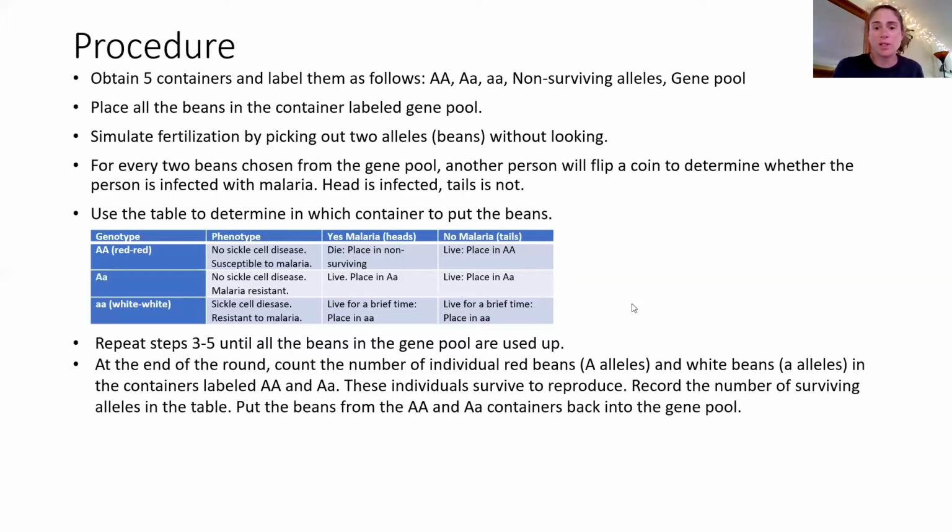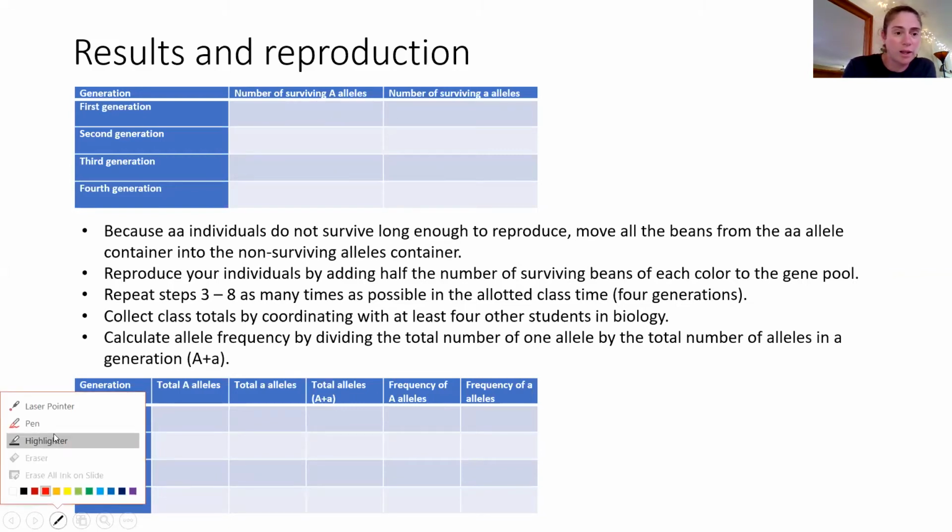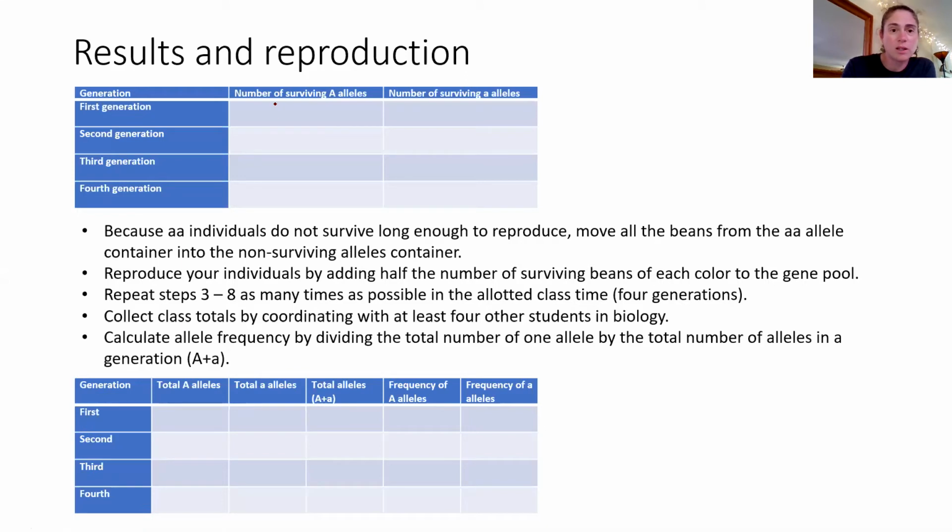Once I've counted them up, then I'm going to record them here. So I ended up with 36 big A alleles. And so that's all of my homozygous dominant plus then one half of each heterozygous pair, right? I'm basically counting all my blues. And 24 little A alleles.